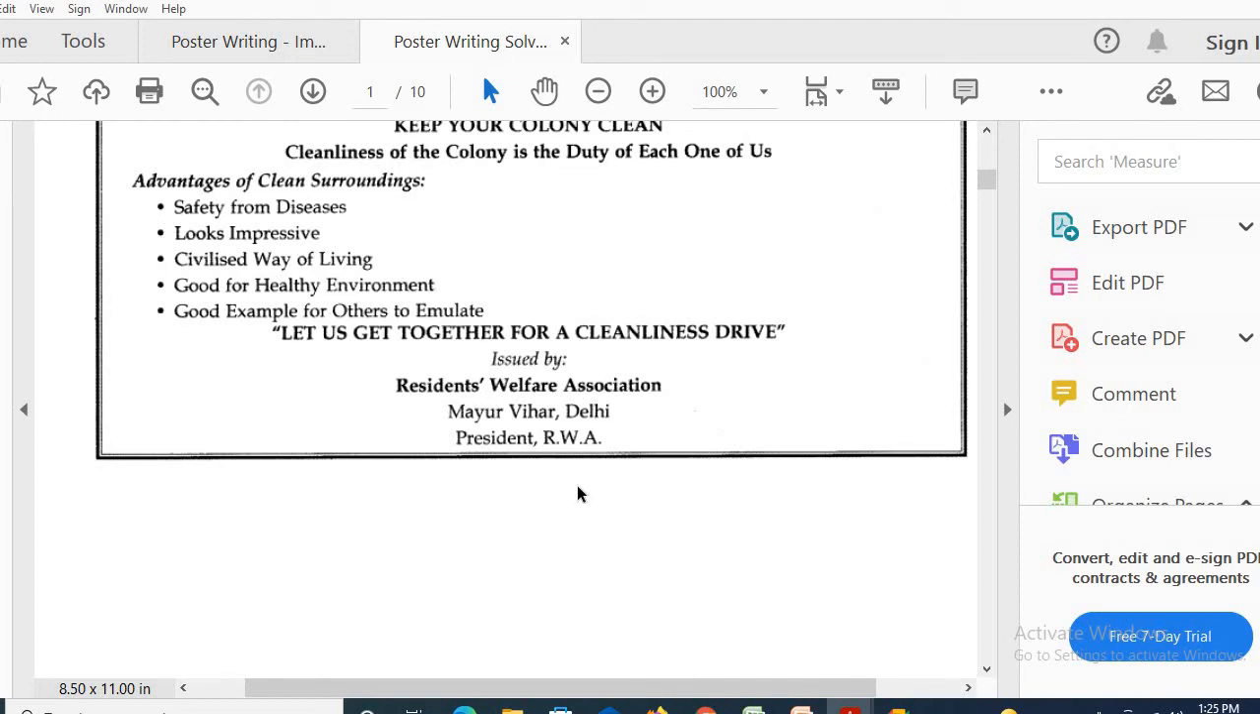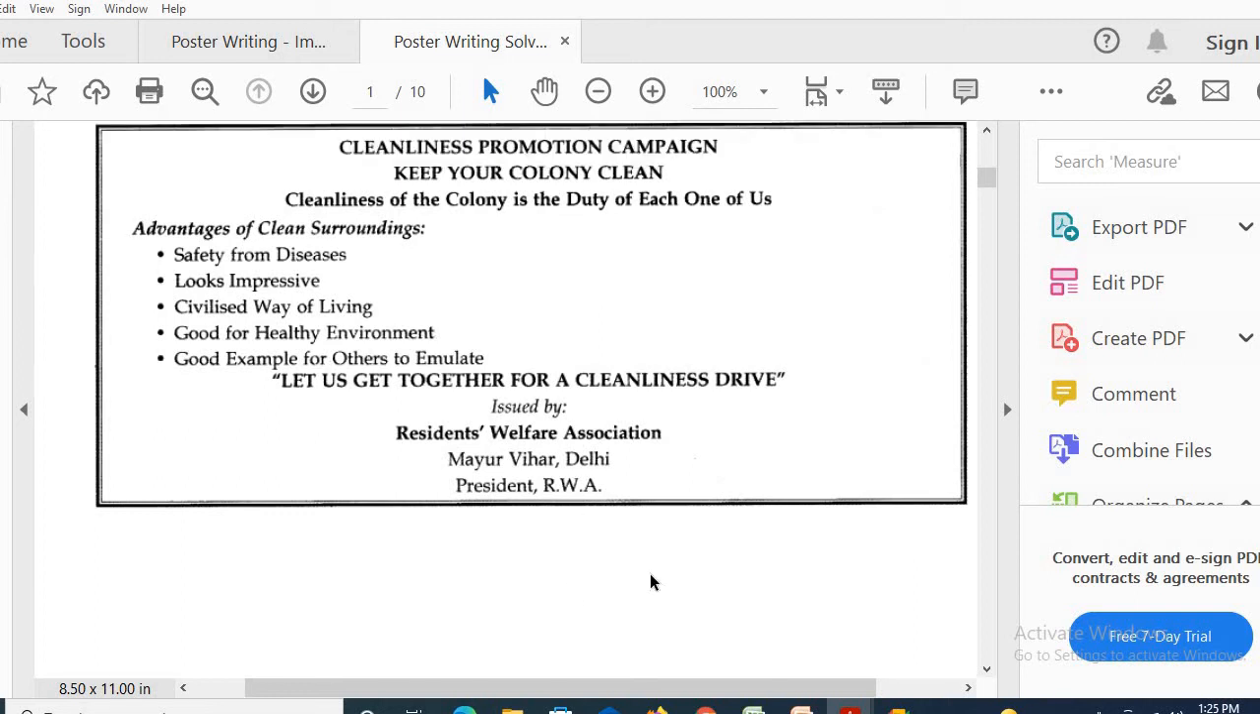See, issued by Residents Welfare Association, Mayur Vihar, Delhi, President RWA. What does RWA suggest? It suggests Residents Welfare Association. Okay, now after completing all this, then you draw the box. Okay, so that will be over with a comprehensive poster making. See, no illustrations, but all the points have been given, and the issuing authority, or issued by, that has also been mentioned.